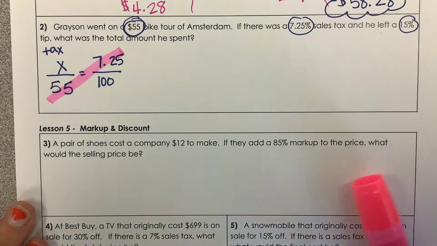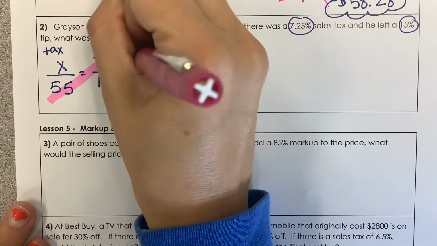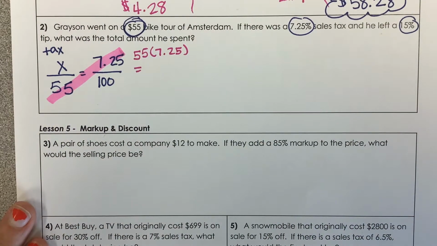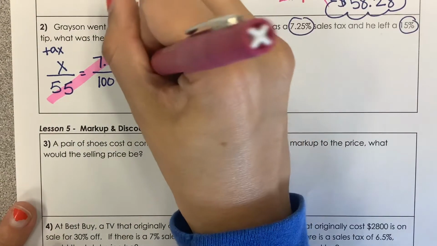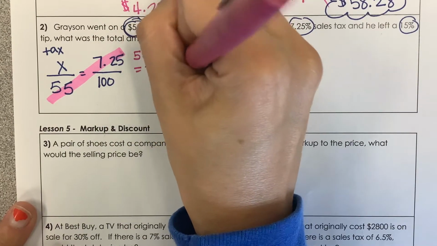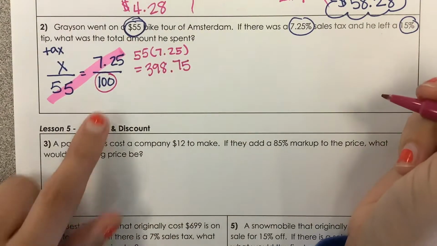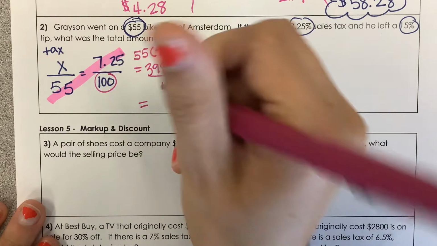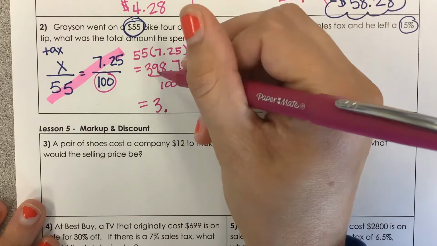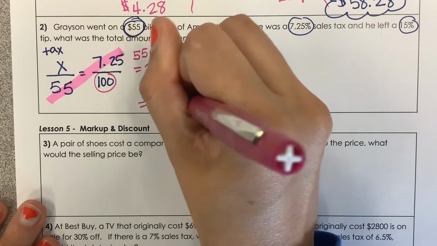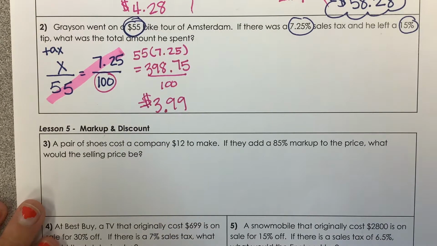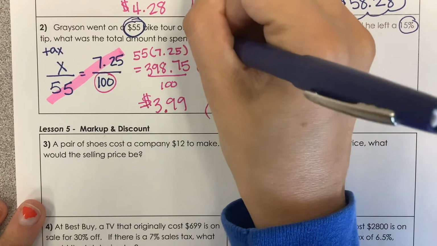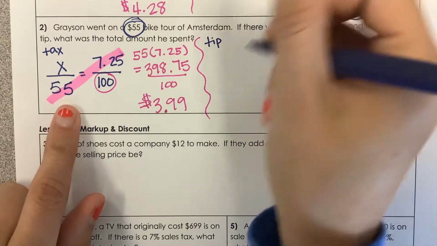Looking at my diagonals, the two numbers in the same diagonal, I'm multiplying 55 times 7.25. And we get 398.75. And we divide by the same number in the diagonal as the variable. So divide by 100, and that gives us 3.9875. I'm going to round that to $3.99. Tip, again, is on the original amount, the $55.